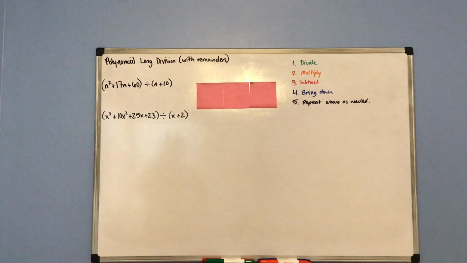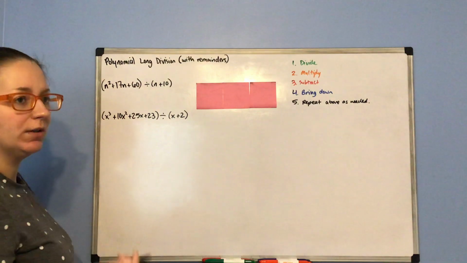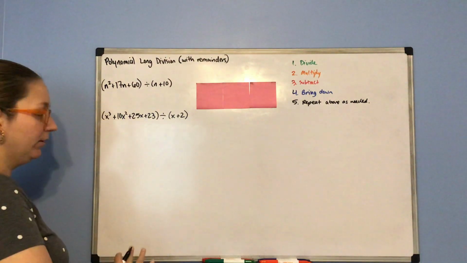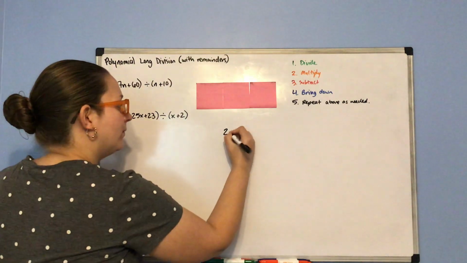Hello, today we're going to continue to talk about polynomial long division, but this time our answers are going to have what's called a remainder. So just like before, this is a similar process to when you've done division with regular numbers, not polynomials. So just to talk about remainders, let me use an example with numbers.